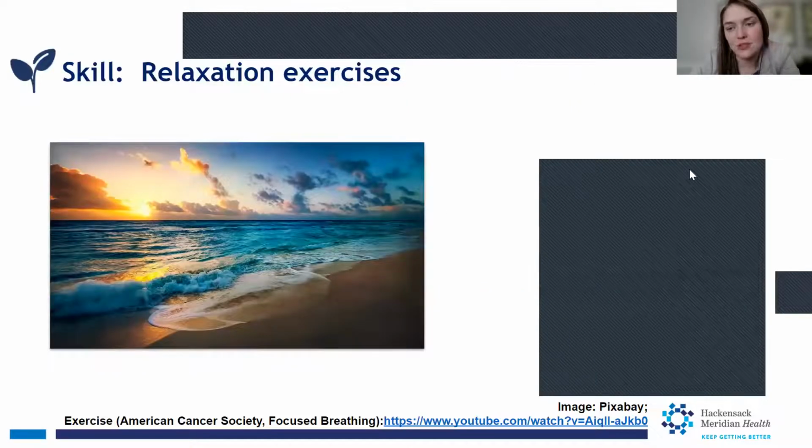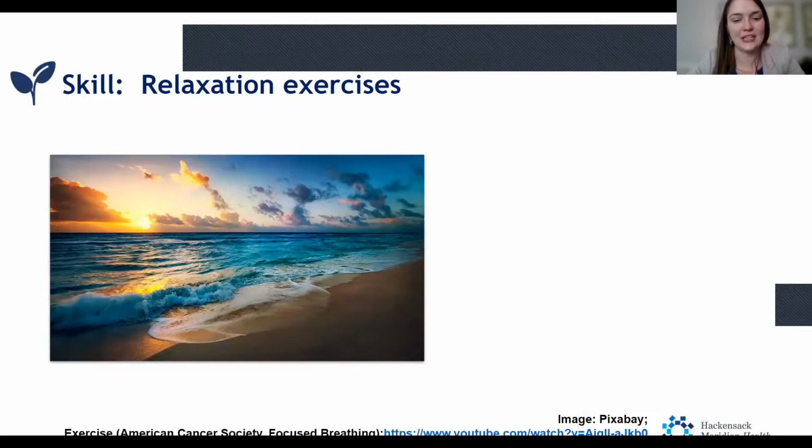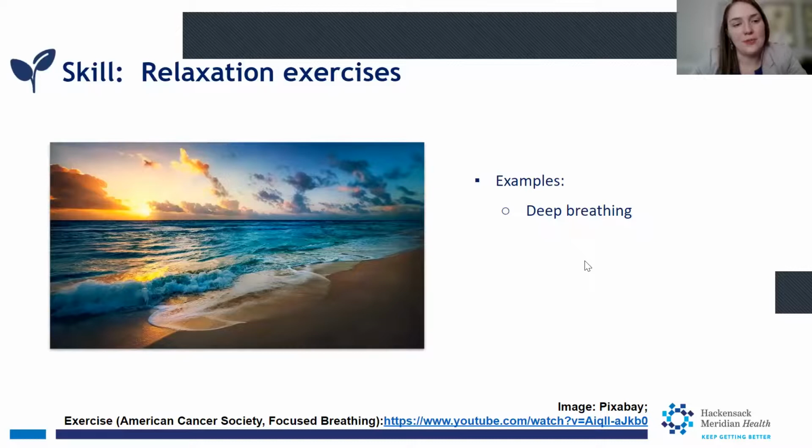So the first skill or strategy that I'd like to cover with you is relaxation exercises. And this did come up in the chat earlier as an example of tools that you all have used in the past. These are activities that help to calm our body physically, and then our mind can often follow that as well. And so there are many different types of relaxation exercises that a person can practice. One of those was mentioned, deep breathing, for example.